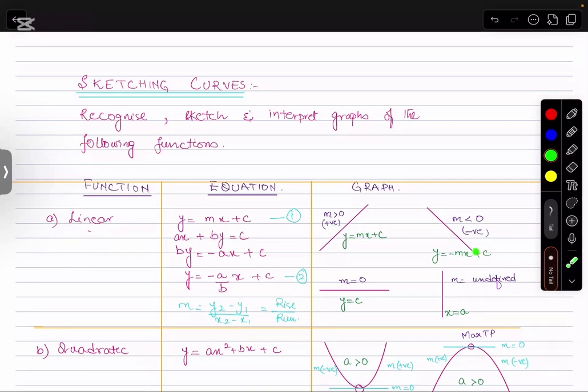If the line slopes down, then the gradient is less than zero, meaning it should be negative, resulting in the equation y equals negative mx plus c. So these are the two lines, sloping up and sloping down. You can tell the direction of the line very easily if you know that the gradient is either positive or negative.